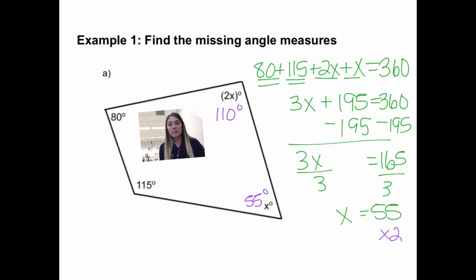Just keep in mind, guys, that it's always a good idea, especially when we have missing angle measures like this and two of them that are missing, to go back through and actually add those values together and make sure that they equal 360 degrees in this case. So just in your calculator, adding 80 plus 110 plus 55 plus 115, a quick check to make sure that those do all add up to 360, and that was a quick check to make sure that you've solved for x correctly.